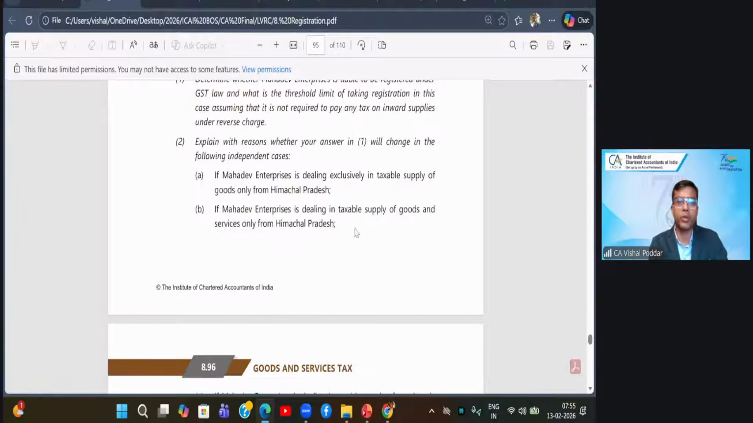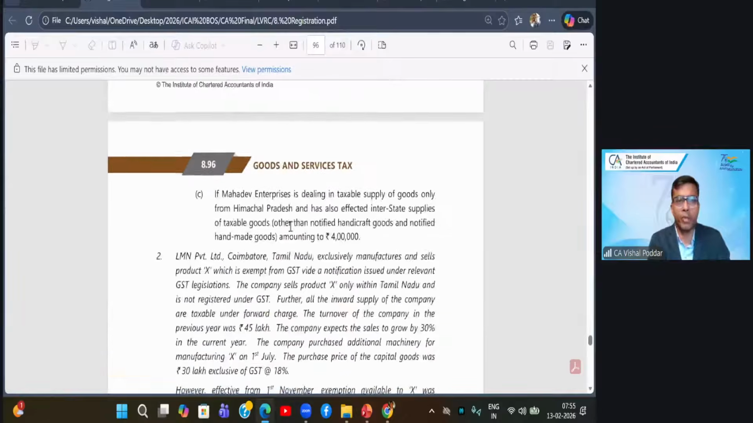Yes, but now since it is also in service, our answer is changing, though the final conclusion is same. But our manner of presentation is changing, because my earlier perspective was my total turnover is 5690 in all the cases. But now, in A and B, my total turnover is 2250. In A, since you are exclusively goods, 40 lakhs limit was applicable, so no registration. In B, goods plus service, so the limit has become 20 lakhs, so registration applicable.